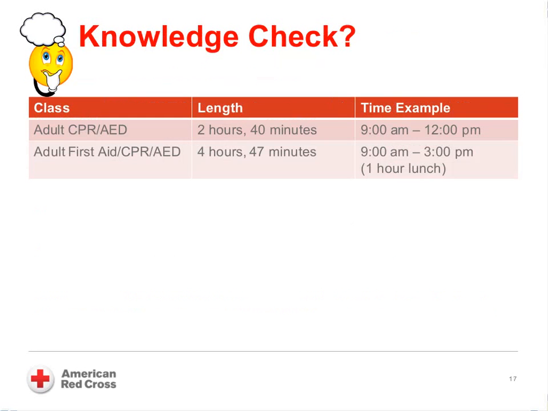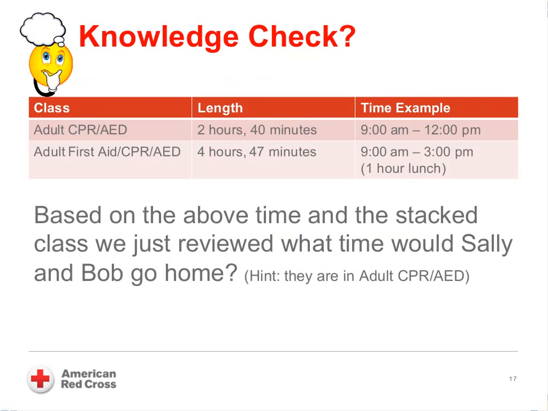Okay. No problem. So we'll go to the knowledge check, and based on the above time and the stack class we just reviewed, what time would Sally and Bob go home? And they are in adult CPR AED only. Yeah, 12 o'clock. Well, that's correct, everyone. They would leave at 12 p.m.